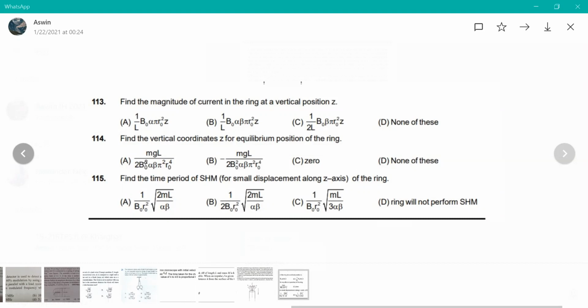So you have got v as capital A sin omega t. So acceleration will be 0 when cos omega t is 0.